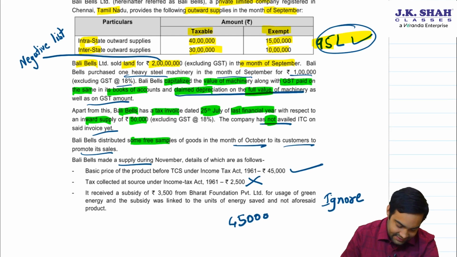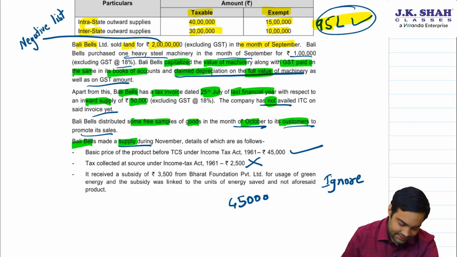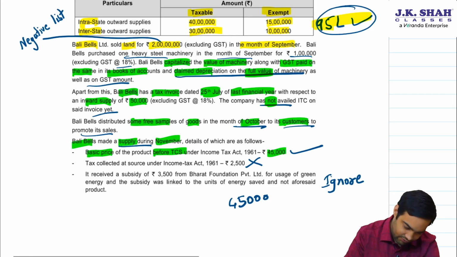Bali Bells distributed some free samples of goods in the month of October to its customers to promote sales. Eligible for ITC? No. Block credit section 17(5). Bali Bells made a supply during November, the details of which are as follows. Basic price before TCS 45,000. Obviously this is part of value.